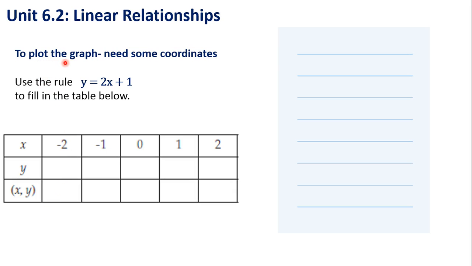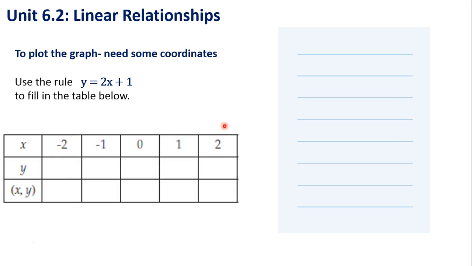To plot a graph, we need some coordinates to plot on the Cartesian plane. To find a few coordinates, we need the rule, and then we can substitute in some values for x and find the corresponding y value. So if the rule we want to plot is y equals 2x plus 1, we can fill in a table of values to find a few coordinates that we can then plot on the Cartesian plane to represent the linear relationship.